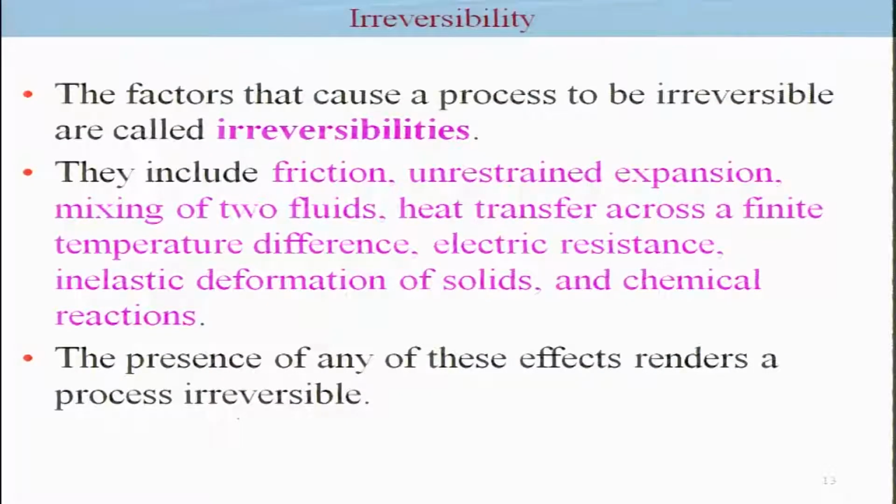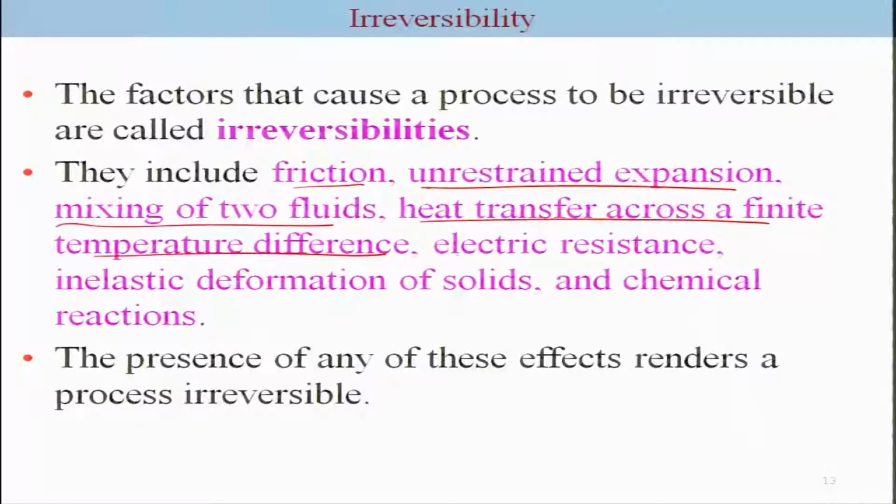So, what is the cause of irreversibility? These are friction, unrestrained expansion, mixing of two fluids, heat transfer across a finite temperature difference, and electrical resistance. For example, heat transfer across a finite temperature difference means the heat transfer will be very fast. On the other hand, when the delta T between the system and surrounding is very small, then the system is very slow in transferring the heat, and that is what we assume as far as the reversible process is concerned.